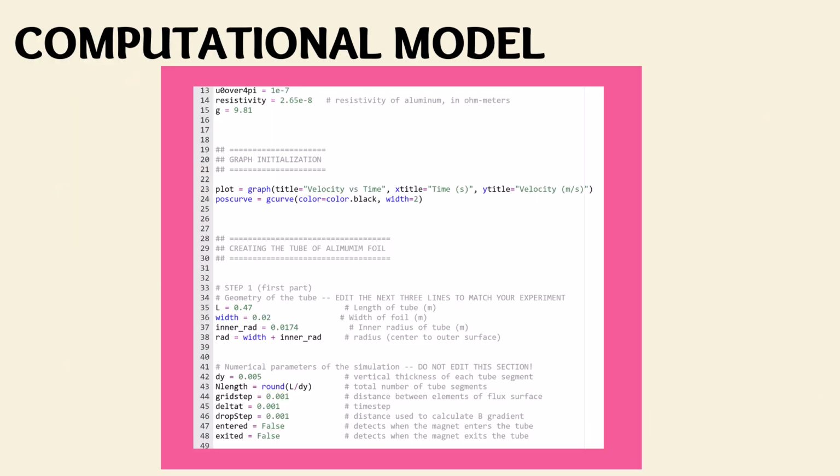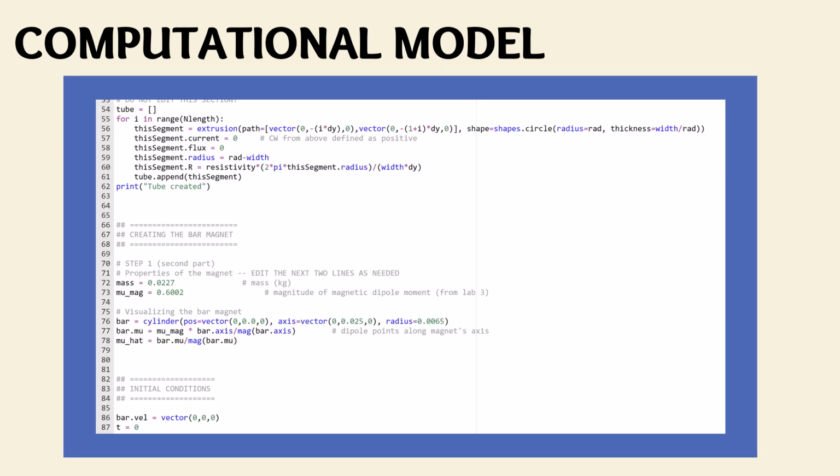Okay, so now we're going to computationally simulate that exact same scenario that we just watched in the video. So the first step is to basically put in the dimensions of the tube, which you can see on lines 35 through 38. Now we're going to fill in properties of the magnet, like its mass and then the magnetic dipole moment. In addition, we have the creation of the cylinder, which is going to be the bar magnet, and the initial conditions of the velocity and time.